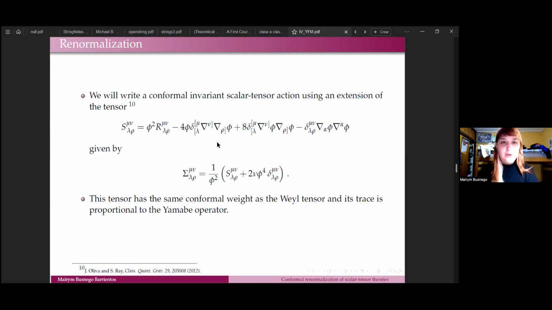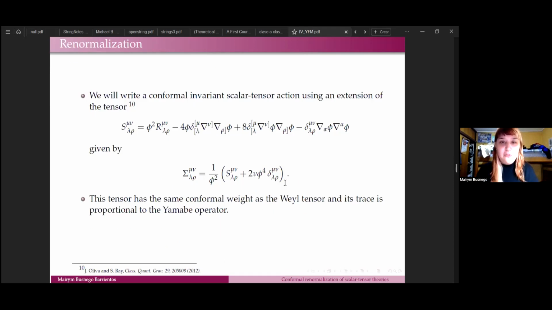In this case, we will consider an extension of this conformally invariant scalar tensor that is very useful in this kind of theories, that was introduced in this reference by Julio Oliva and Ray. So we will have an extension, a sort of shift of this tensor that is given by this, and this is now called the sigma tensor. And this tensor has the same conformal weight as the Weyl tensor, and its trace is proportional to the Yamabe operator.